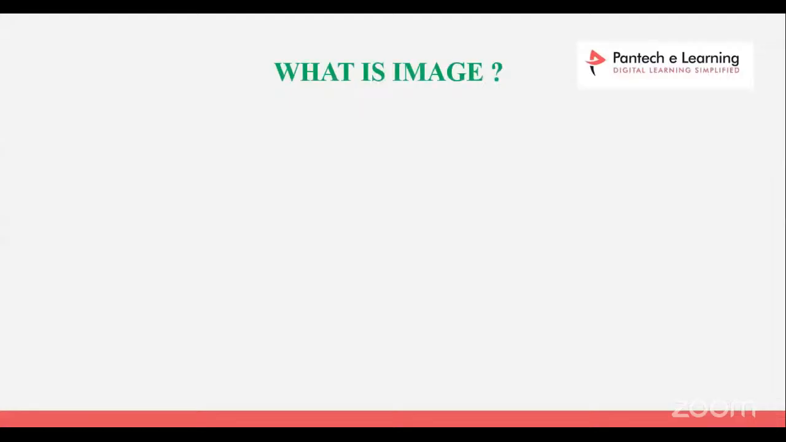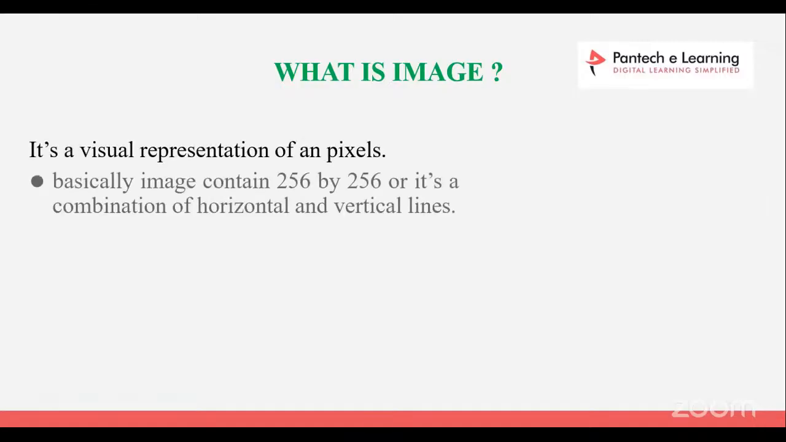Now I will ask the question: what is image processing? Before that, what is an image? An image is nothing but a visual representation of pixels, otherwise a collection of pixels. For example, if we have one image, we have a collection of pixels. Based on the image height and width, we call it an image. This is a visual representation of pixels.